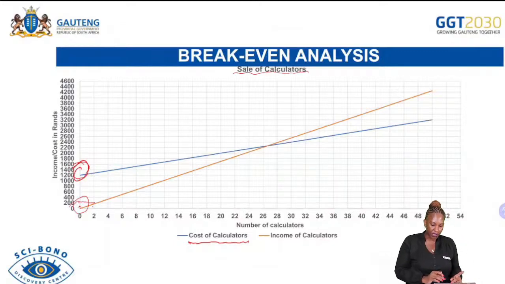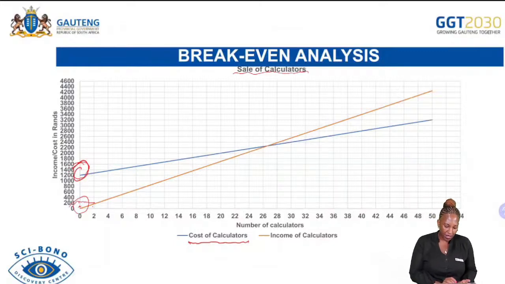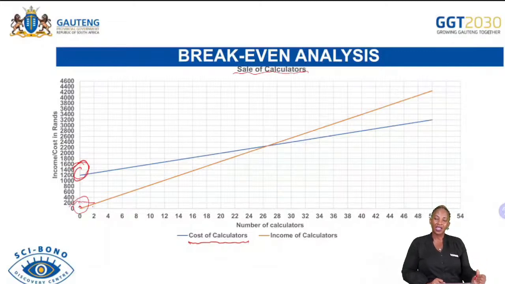Now the break-even. Let's have a look at this point now. Remember we said this one is an income one, because it starts at 0. You have to sell the calculators before you can register any income. And then the blue one is an expenditure one, because now we have the fixed expenses. That is why it starts at 1,200. Now, where is your break-even point?